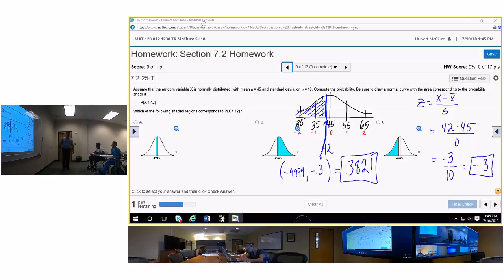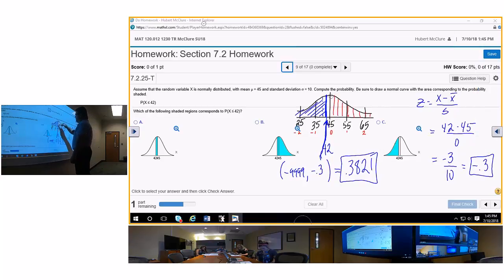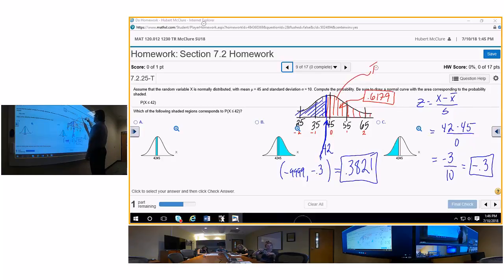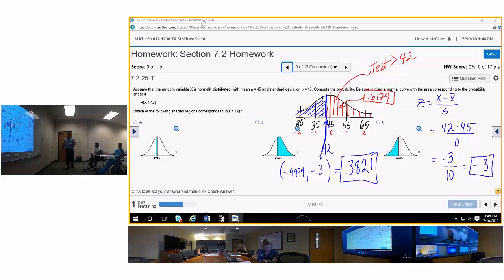Complement is 1 minus 0.3821. So that would say, what about the test score above 42? Test score above 42 would be 0.6179. So let's go ahead and put that on here for you in red. The complement on this side is 0.6179. Y'all check me. See if I did it right. And what does that red area represent? That red area is test scores X above 42. Somebody check 0.3821 and 0.6179. Make sure it comes out to be 1.